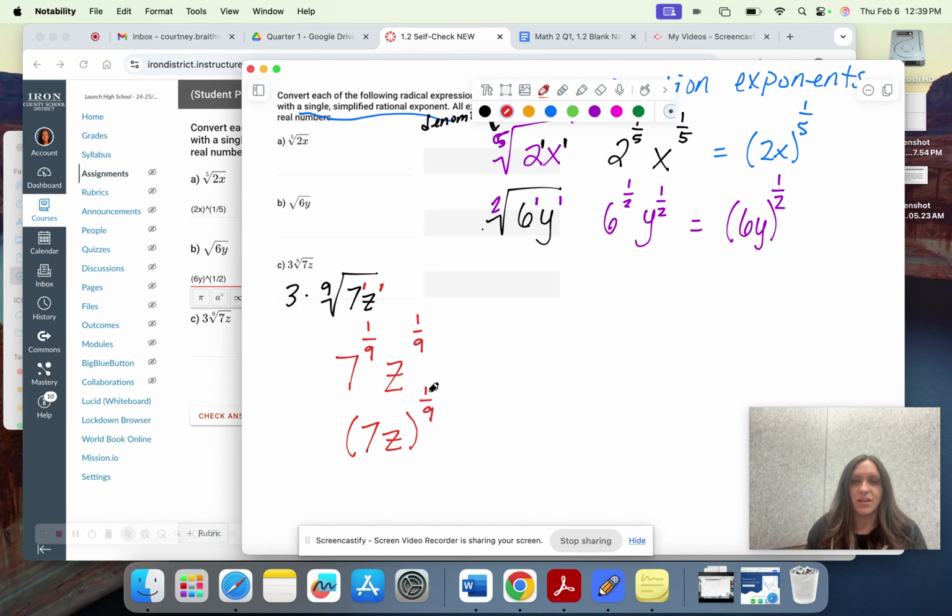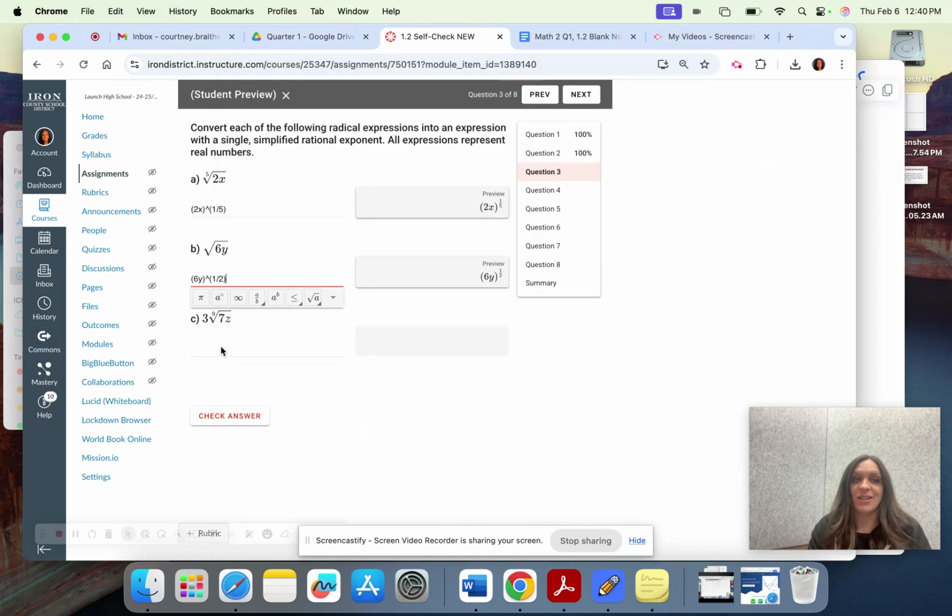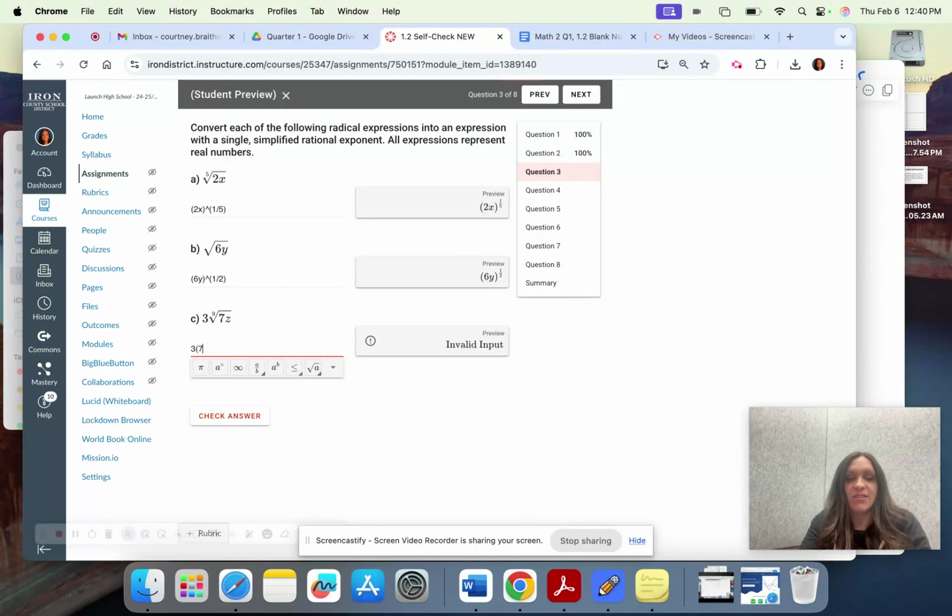Because those are the same, and that makes it a single exponent, like our instructions say, this 3 just stays on the outside. We're still timesing it. It doesn't change anything. It's not part of the radical at all. So it just stays on the outside. So it'll be 3 times 7z to the power of, and see how I'm putting parentheses again, to the power of 1/9.